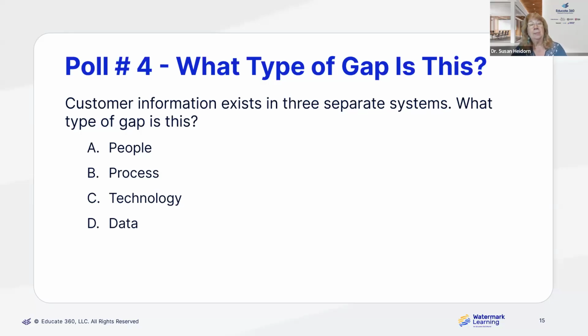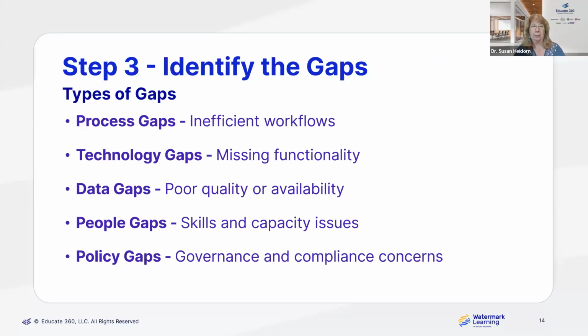So what type of gaps, since we're looking at gaps, so when we do our analysis, we want to look at process, we want to look at technology, data, people, policy. Those are the things we talked about when we're assessing current state as well as future state as well as gaps. Where are they? They could be in different places.